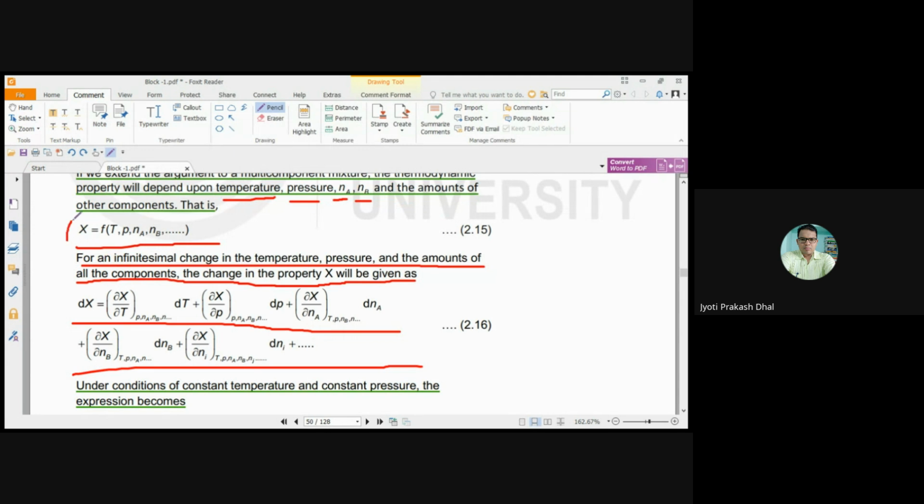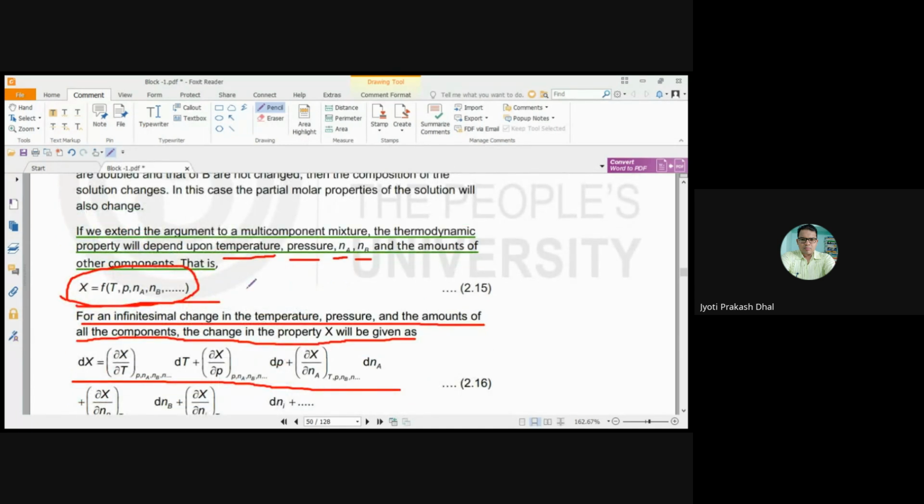This is the value of any extensive property for a multi-component system, or for a multi-component mixture. So X equals a function of T, P and the number of moles of each component; the value of the extensive property depends upon temperature, pressure, and the number of moles of each component.